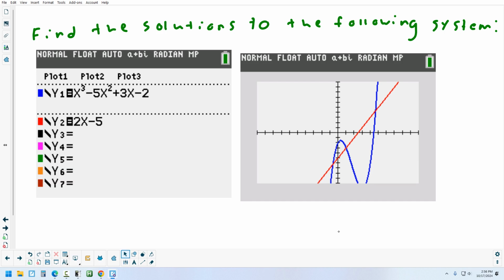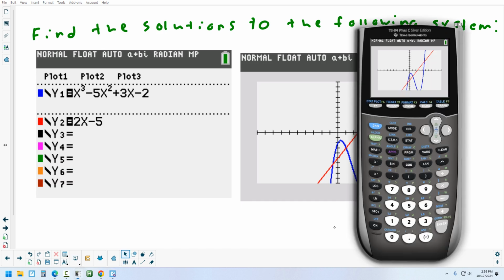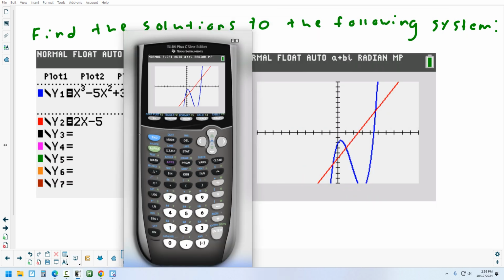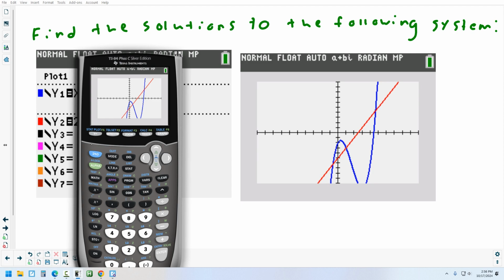3. Yep. Each solution is going to be a coordinate, so we're going to need an x and a y value for each solution. Let's start with the one all the way in the lower left. How do I find the solution that's in the lower left? What do I have to press? Second calc, intersect. Yep.